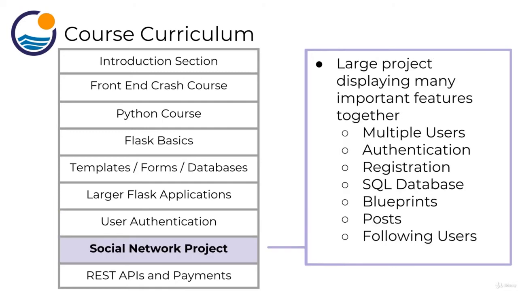Then we get to a very large portion of the course, which is a huge social network project, essentially taking everything we've learned so far, including the front end, the Python, the Flask, and all that good stuff, and we create a very large project that has a lot of those important features all together. So we'll talk about having multiple users, authenticating them, how to register new users to your website, how to connect all those users to an SQL database, how to use blueprints, how to have posts, and how users can follow other users. So all those little details, and we'll have that all in a very large project.